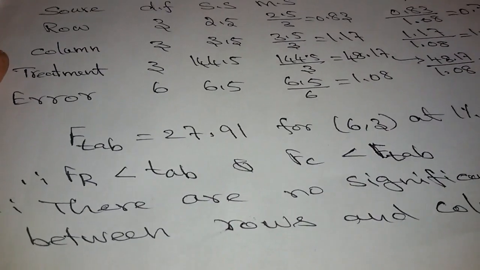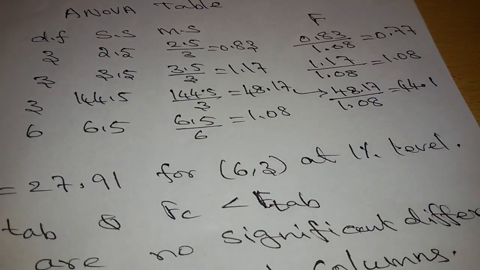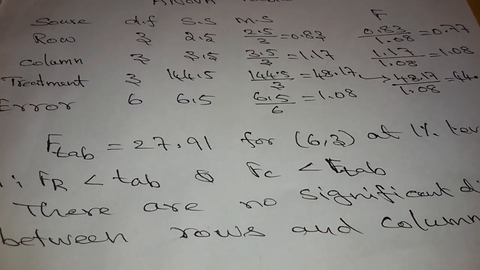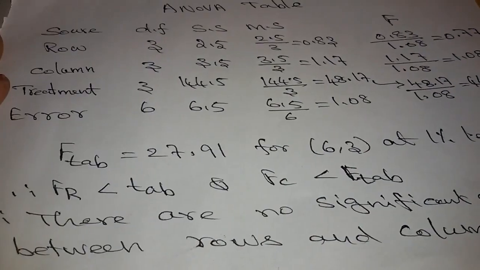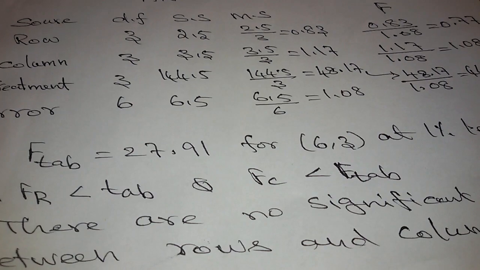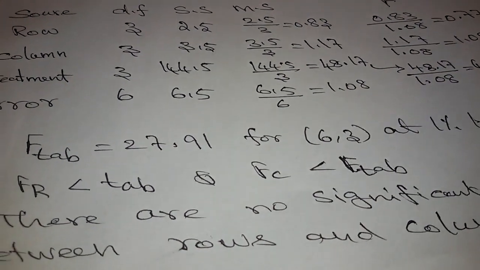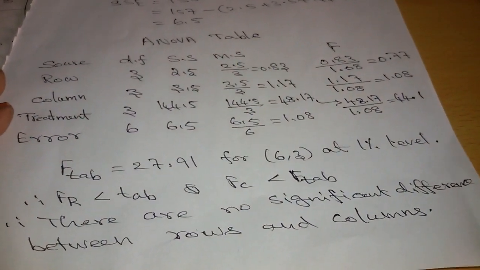So F tabulated is 27.91 for 6,3 degrees of freedom at the 1% level. The F value for the rows is less than the tabulated value, and similarly the F value for columns is also less than the tabulated value. Therefore there is no significant difference between rows and columns.